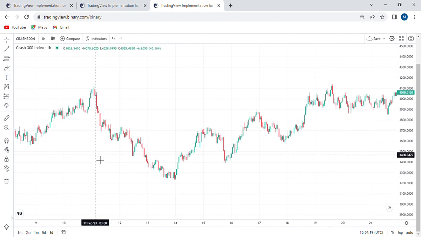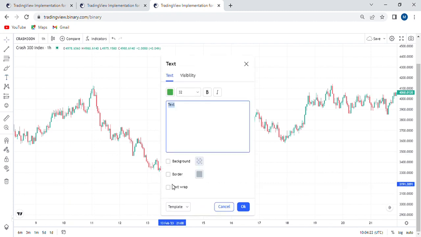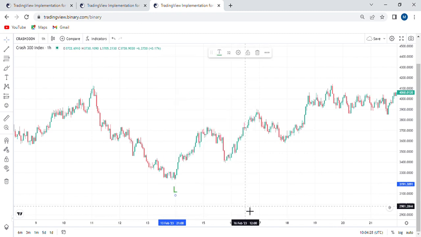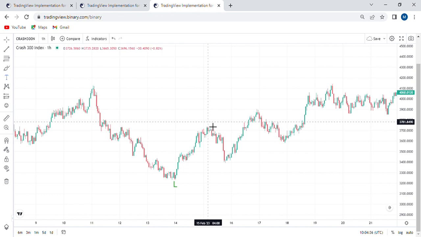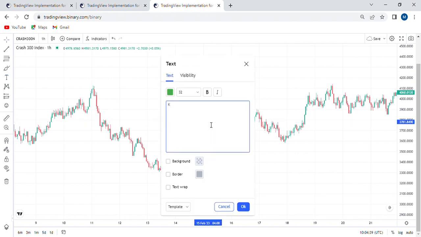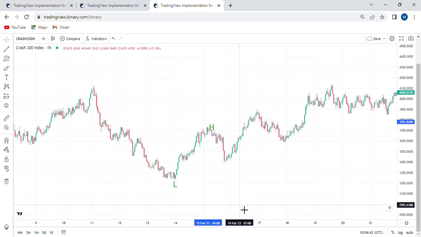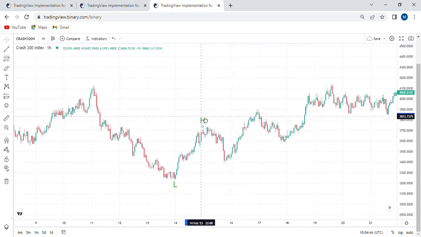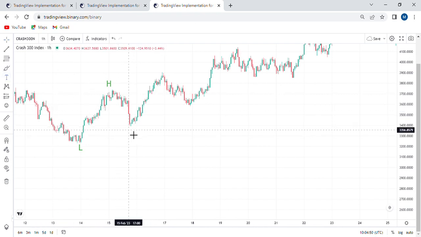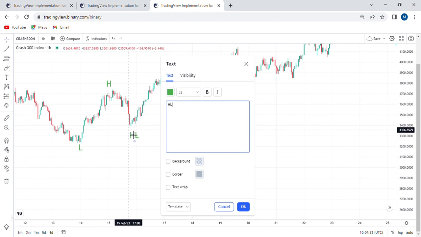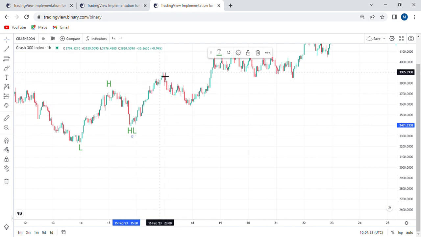So we have this as our low. We have this as our low. This is our low. This is our high. This is our high. And we have this as our higher low. We have this as our higher low, HL. This is our higher low. This is our higher high.